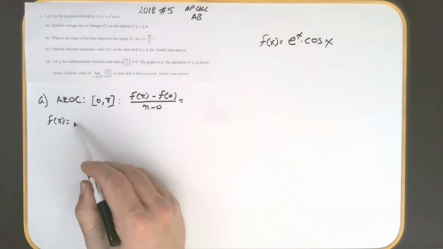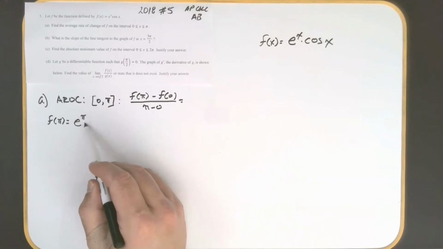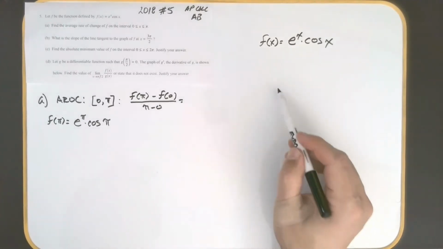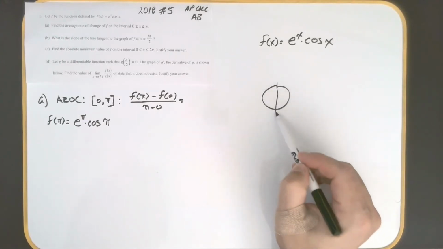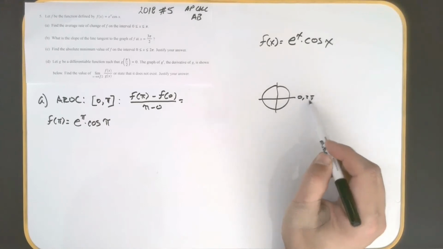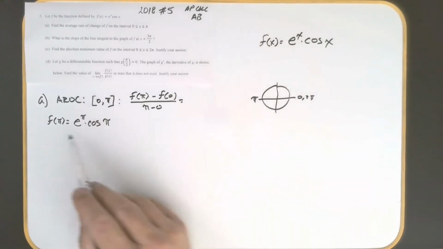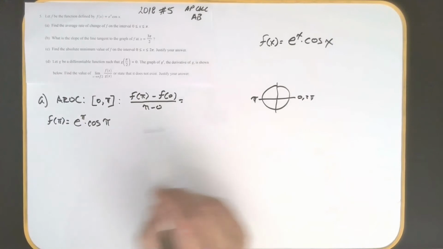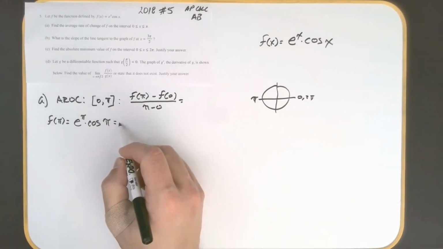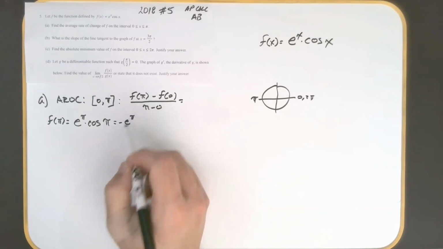So f of pi is equal to e to the pi times the cosine of pi. So we got a little unit circle that we need to know. So let's see, we're obviously here is 0 and 2 pi, and here is pi. So the cosine of pi is -1, and e to the pi is just e to the pi. So this is equal to negative e to the pi.